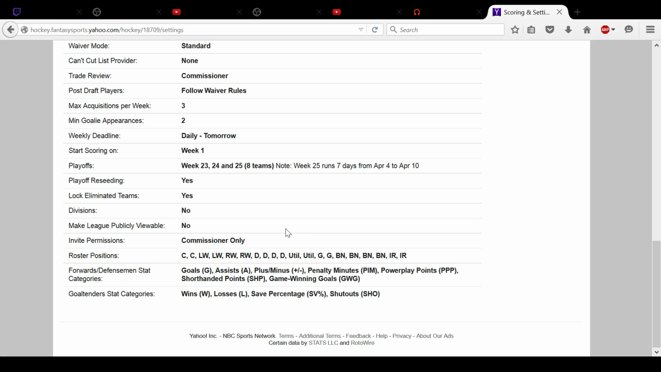which if you think about it is actually quite a big number. Close to 40% of the league here is being based on goaltending, and that's a big number.